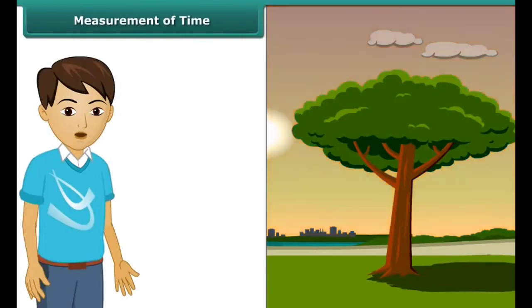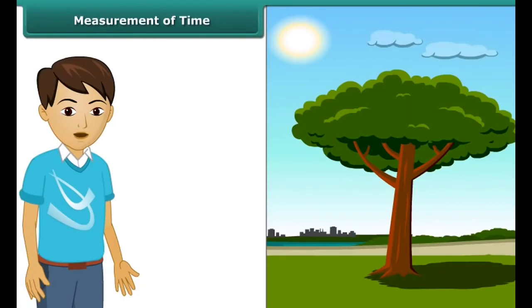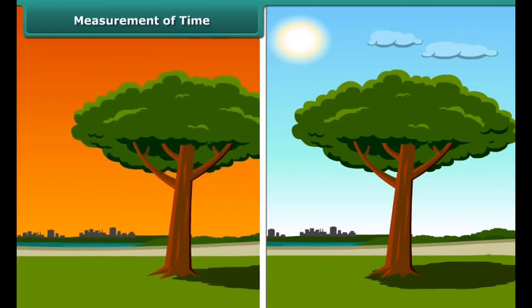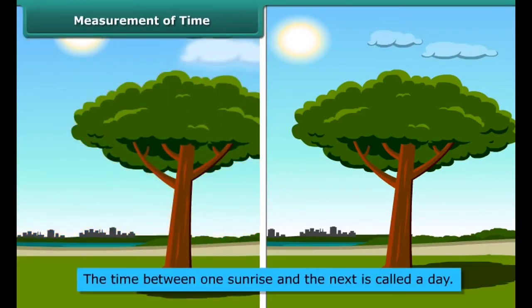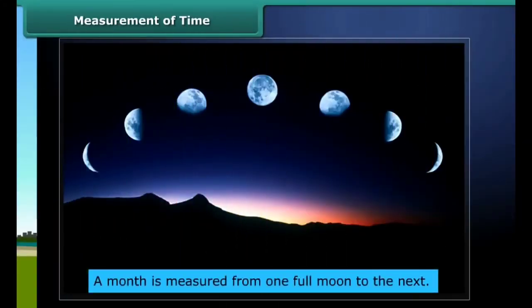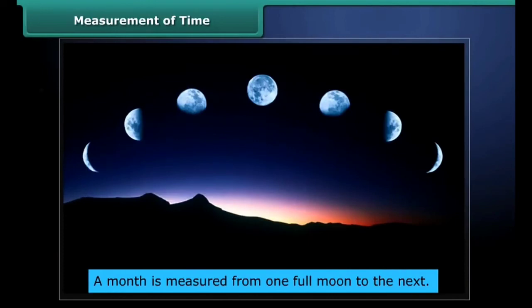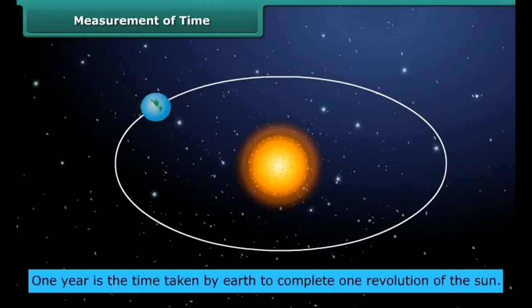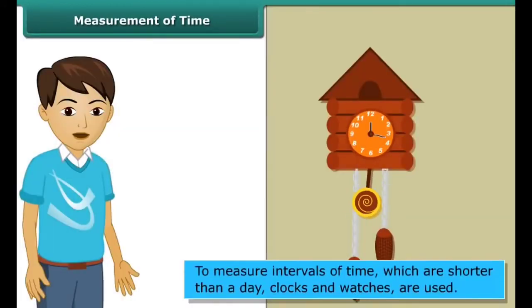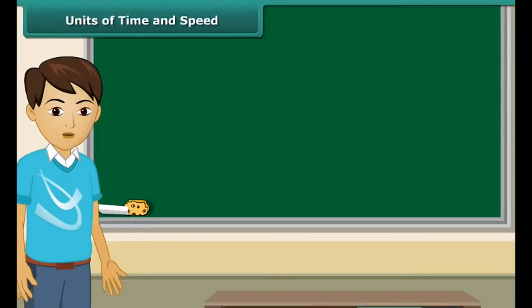Now, you can measure time. The measurement of time can be done in 1 hour, 1 minute, 1 second or a complete 1 day. For example, the time between one sunrise and the next one is called a day. A month is measured from one full moon to the next. 1 year is the time taken by Earth to complete one revolution of the Sun. To measure intervals of time shorter than a day, clocks and watches are used.